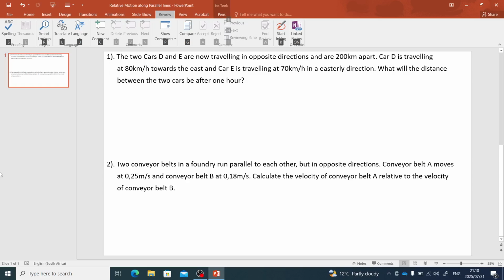Let us look at relative motion along parallel lines. Okay, we are given two equations here.